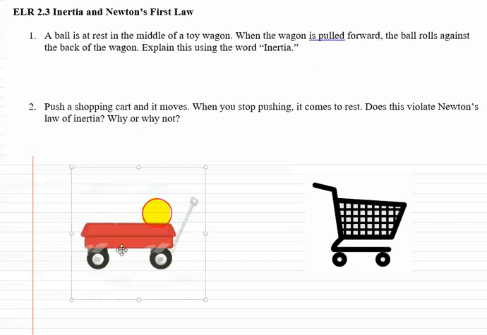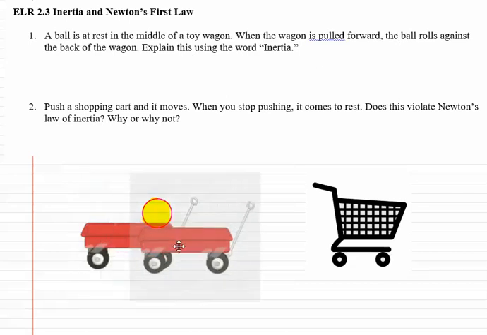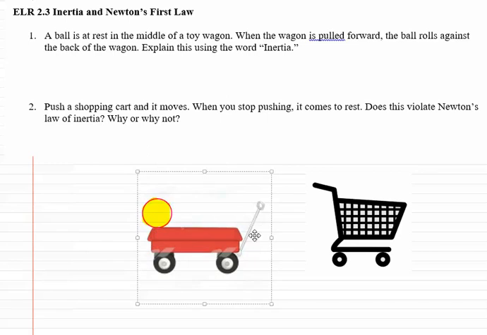Explain why. So when you watch a wagon move, the wagon moves forward, but it seems like the ball is moving to the back of the wagon, but what's really happening is that the ball is staying put the entire time. So it looks like the ball is rolling back, but it's really just an object at rest attempting to stay at rest, which is, of course, the concept of inertia.